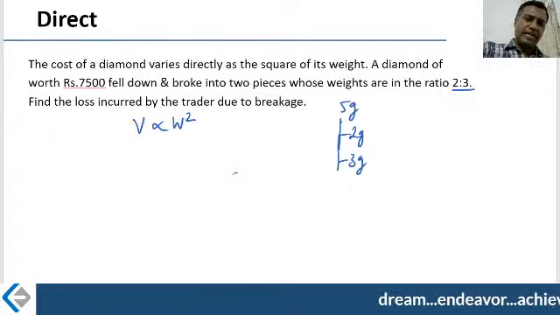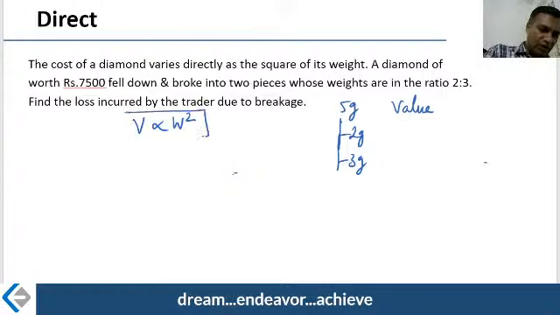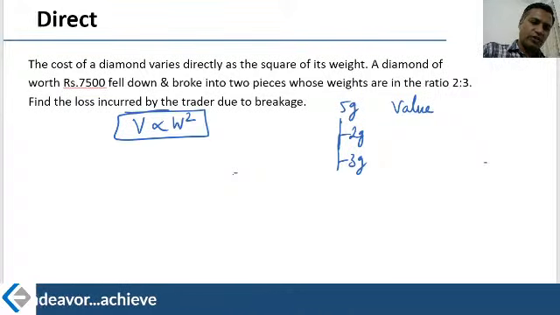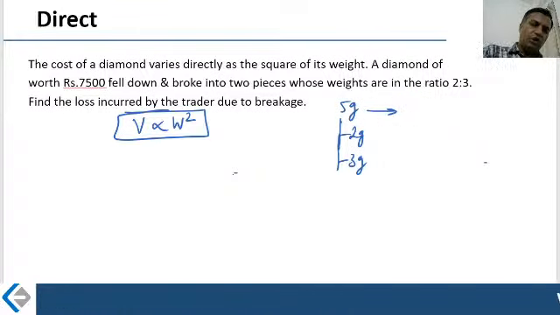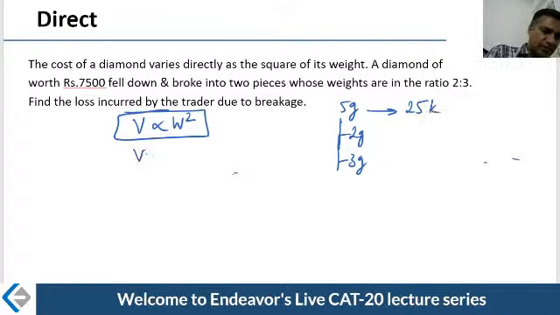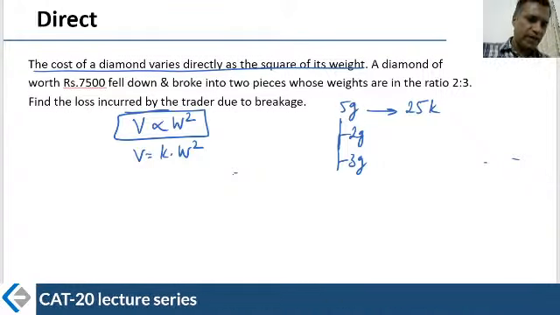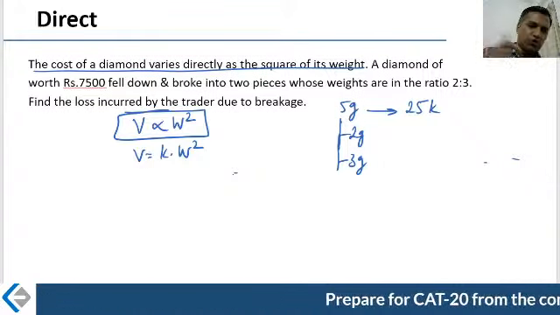Take a number which is the sum, or the total. Therefore the total is 5 grams. So what is the value it should fetch? The value it should fetch should be 5 square, 25 times k. Why? Because V is equal to k times W square. Based on the first statement, V is directly proportional to weight square, nothing but V is equal to k times W square. That's what I need to be writing.